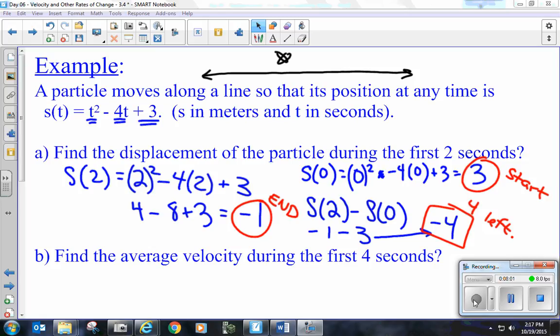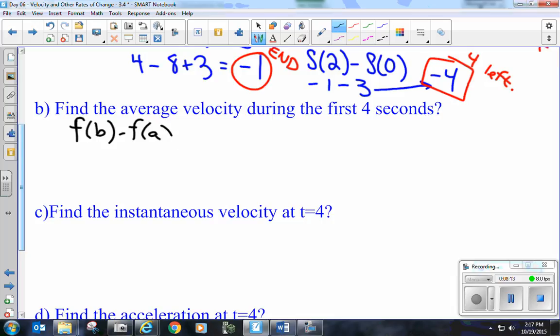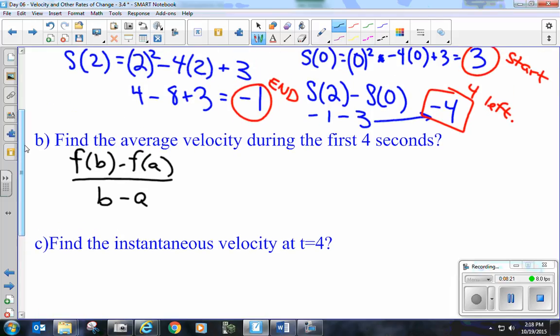So, find the average velocity during the first 4 seconds. Xavier, you were right. We're going to take f of b minus f of a all over b minus a. Well, the first 4 seconds. Now, it wants to find its average velocity. It doesn't matter where it's going. It matters the speed with which it is moving. Right? Right? So, question.